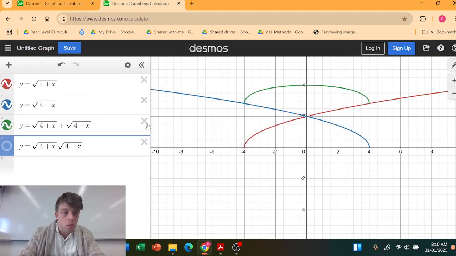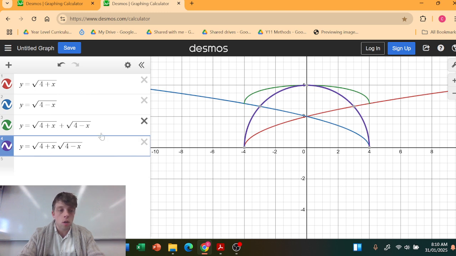Here that is on Desmos. So we have here when we added the two functions, we can see there's the combination of the two that we had before. And then if we multiply the two functions, we get this purple graph. It's the top half of a circle.